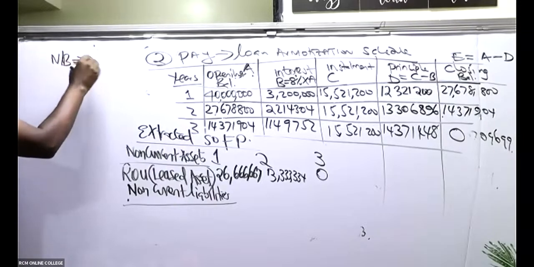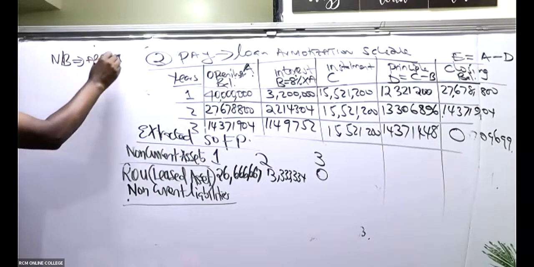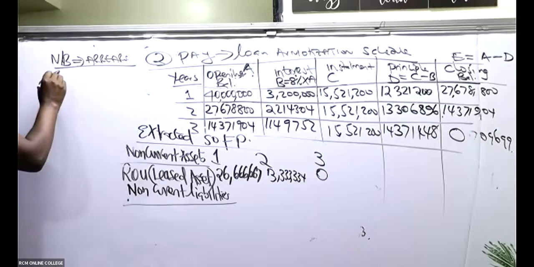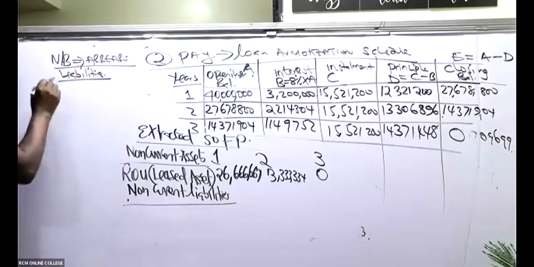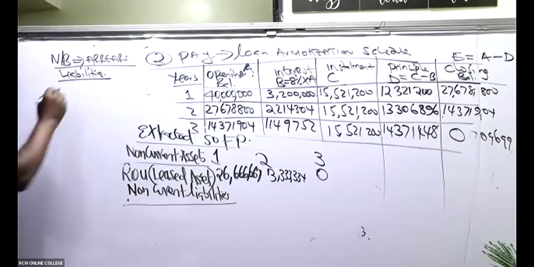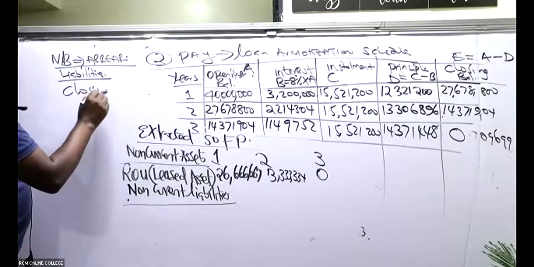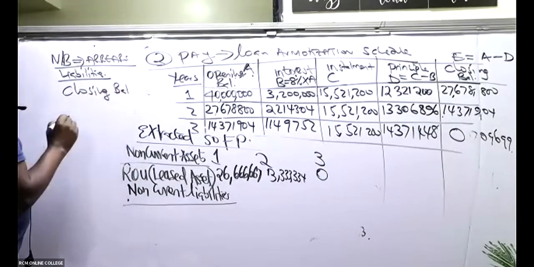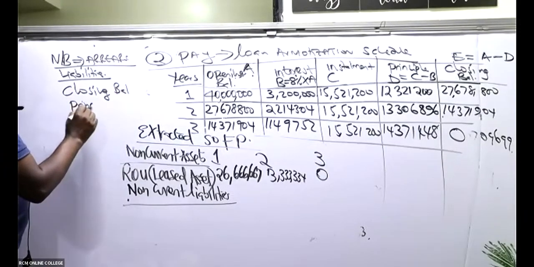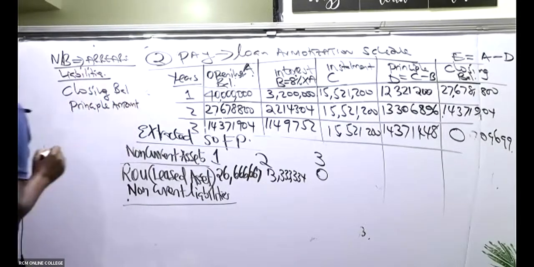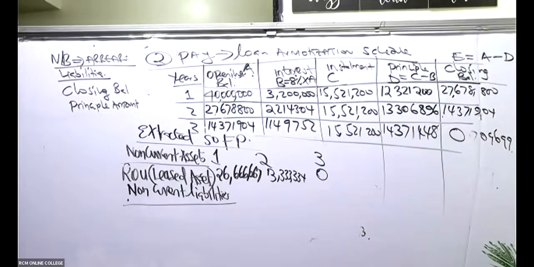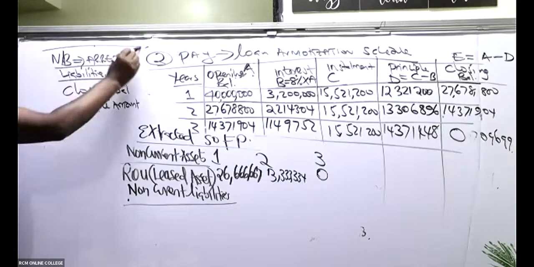If payments are done in arrears, in terms of liabilities, we shall always pick the closing balance, and the principal amounts. Closing balance under the principal amount. These are very, very important note. Please write it in full like this.